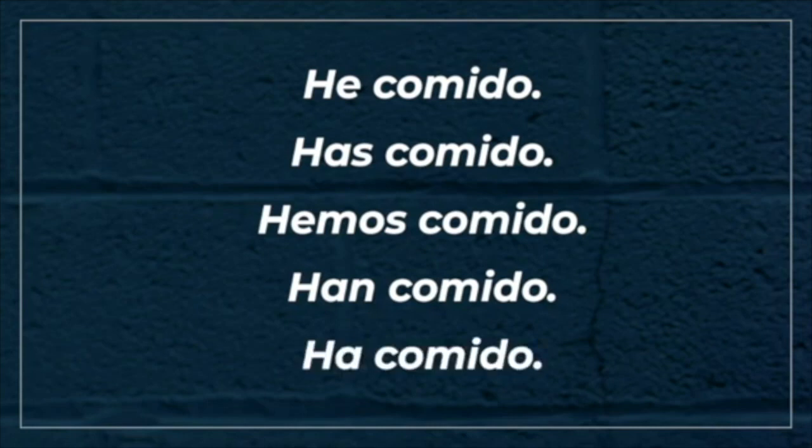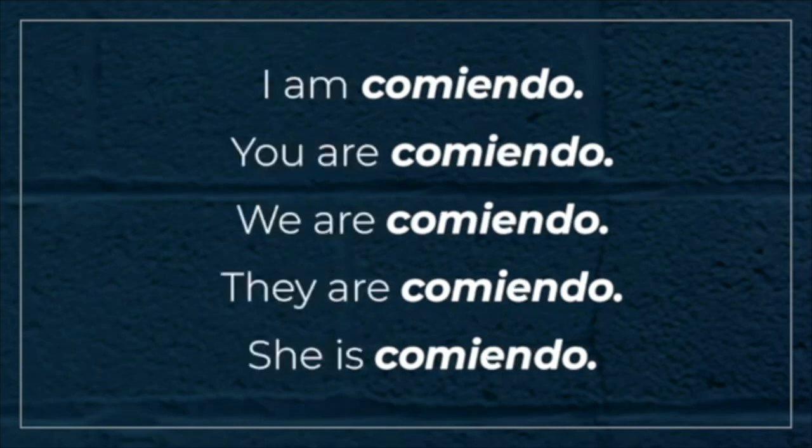Now let's practice putting it in the present. It would look like this. I am comiendo. You are comiendo. We are comiendo. They are comiendo. He, she, or it is comiendo. This is so fun because you only have to have a couple of words for eating to be able to use it in lots of different ways like this. We could do the same thing for pretty much any action verb, such as dancing, swimming, or running.